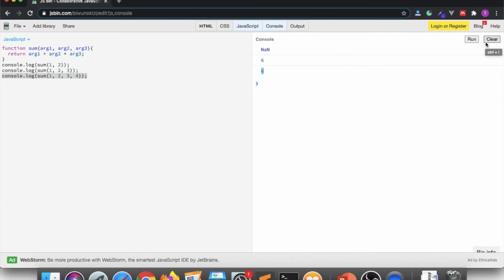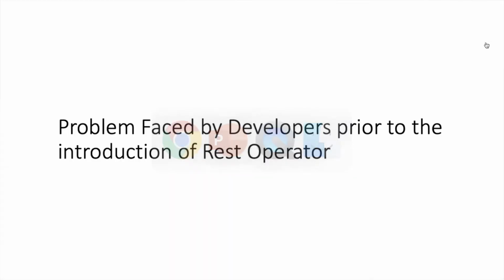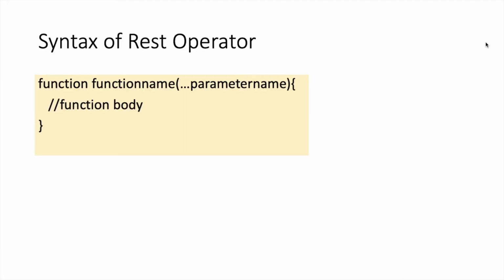The better way of doing it is to use the REST operator. So let's look at the syntax of the REST operator. Function keyword followed by function name and then 3 dots followed by parameter name and then function body. Here the parameter name is a REST parameter. Before the REST parameter you have to specify 3 dots.